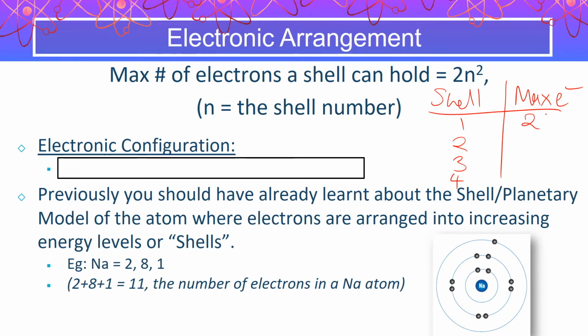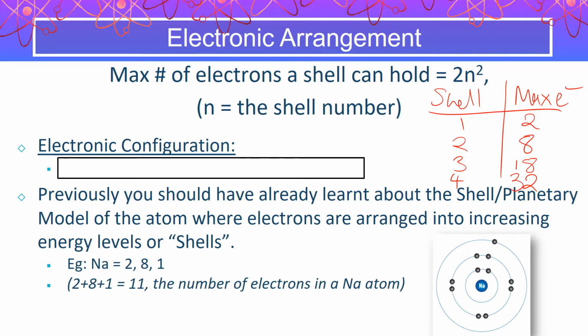2 squared is 4, times 2 is 8. So that would be for shell 2. Shell 3, 3 squared is 9, 9 times 2 is 18. And for 4, 4 squared is 16, and 16 times 2 is 32. So that's where those numbers come from, you can work them out mathematically if you can't remember them off the top of your head. And sometimes it's easier to just remember the equation than to remember the whole set of numbers.